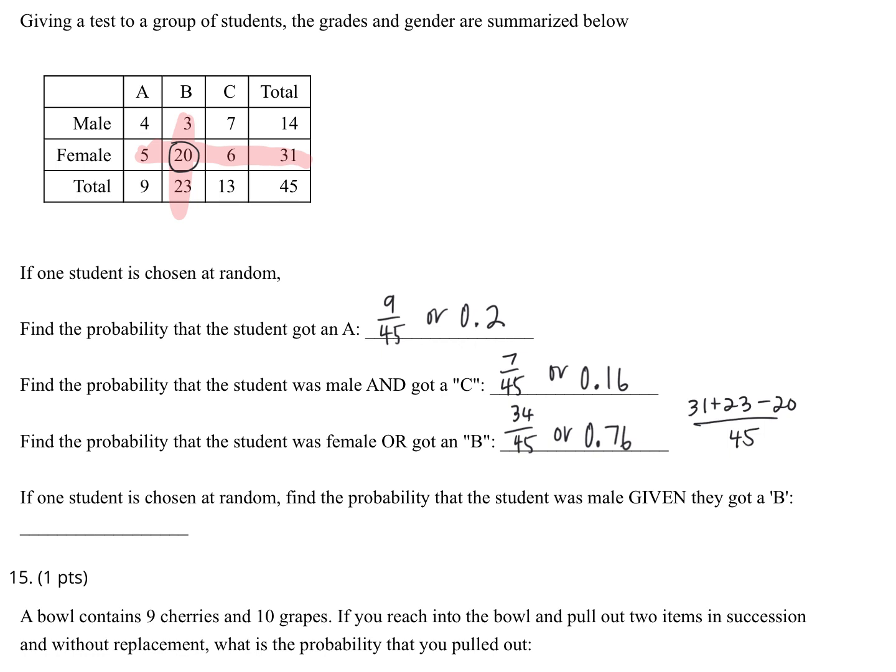Okay, if one student is chosen at random, find the probability that the student was male given they got a B. Given they got a B means we're only looking at the B column. So that's the given, and the denominator is 23. It's going to be something out of 23. Given that they got a B, we want the probability that it was a male. So 3 out of 23 are male. The fraction would be 3 out of 23. The decimal would be 0.13.